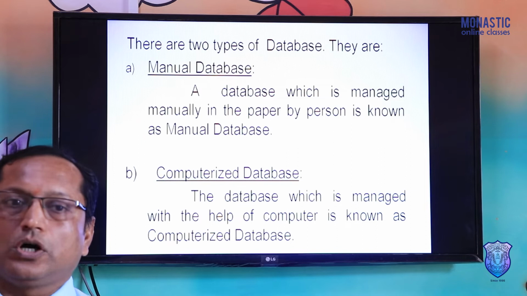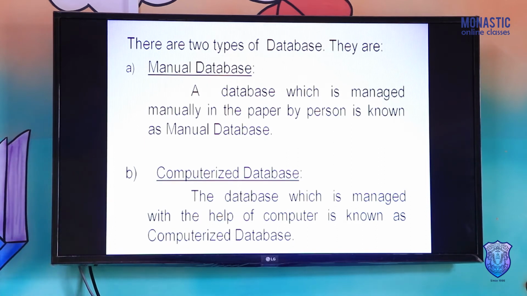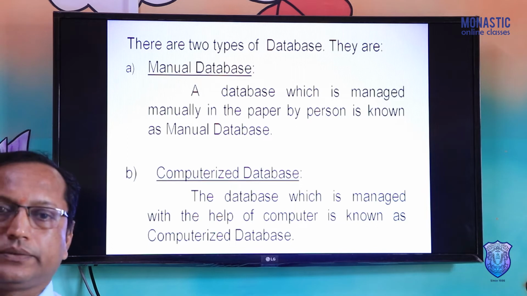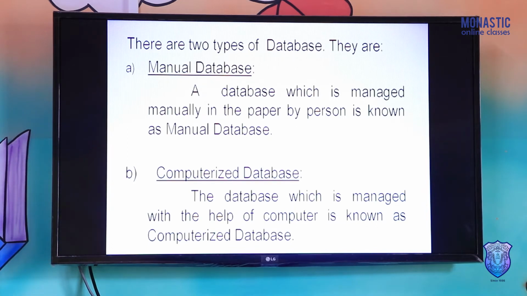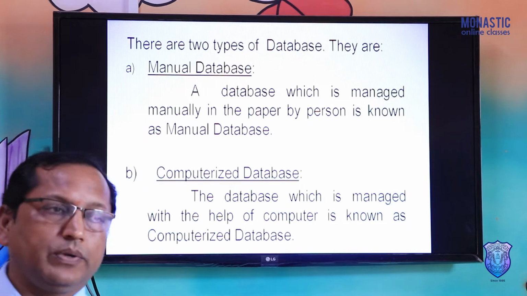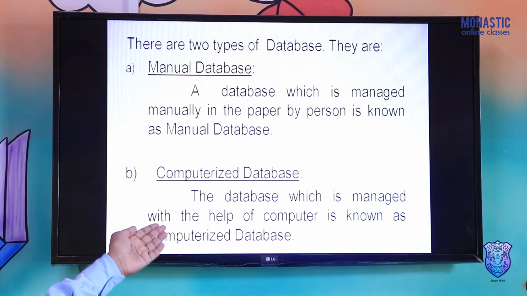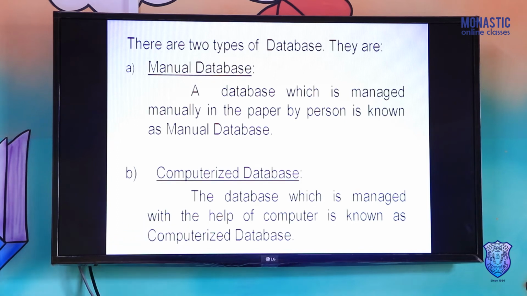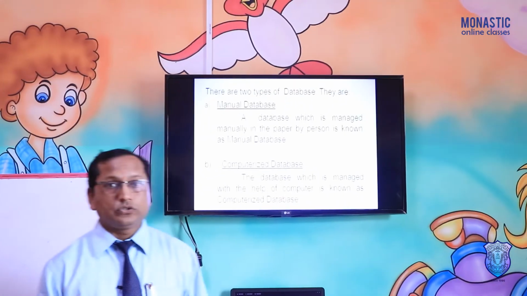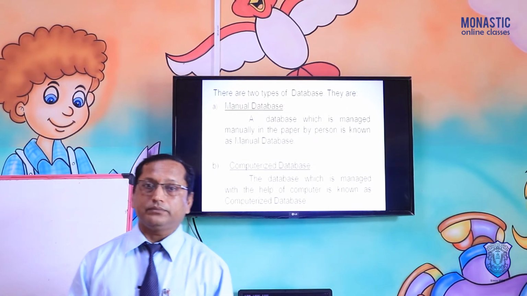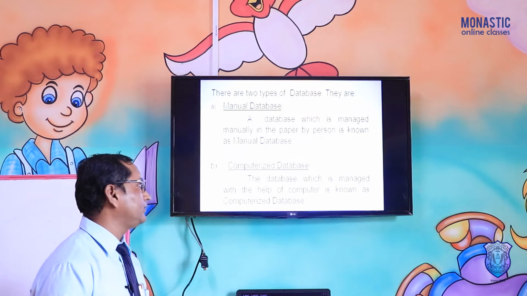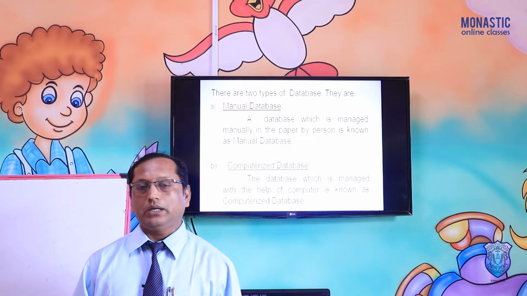Next we have computerized database. The database which is managed by the computer, with the help of software, database software, is called computerized database. So the database which is managed with the help of a computer is known as computerized database. Manual database is prepared on paper by a person, computerized database is prepared in a computer by a person with the help of special software.